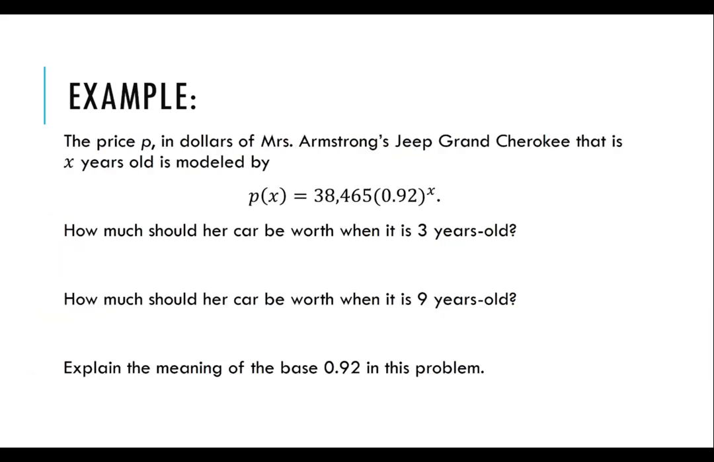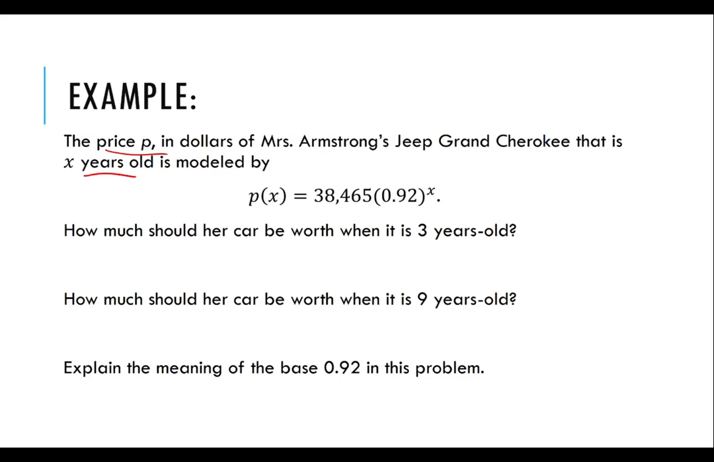Now for an example using exponential functions. So the price P in dollars of Mrs. Armstrong's Jeep Grand Cherokee that is X years old is modeled by P of X is equal to 38,465 times 0.92 raised to the X power. Now specifically, this function takes in years and outputs value. Notice that because 0.92 is a number less than 1, you can think of this as a depreciation problem. That is, the value will decrease over time.